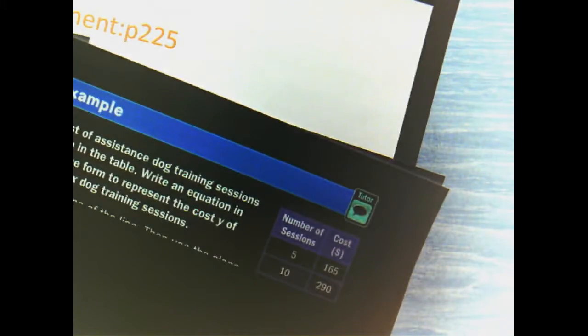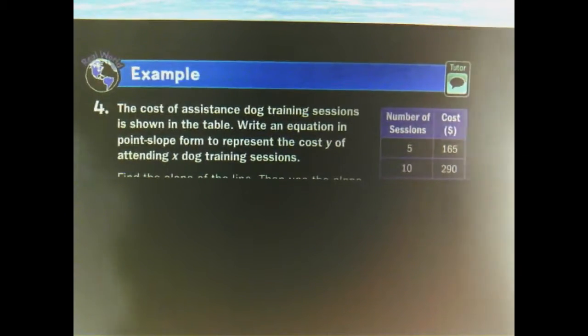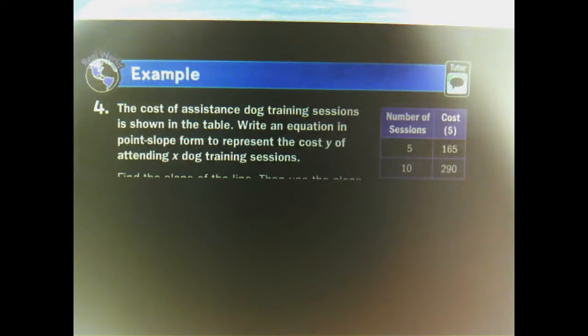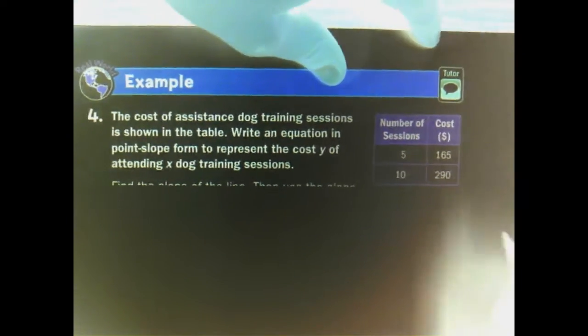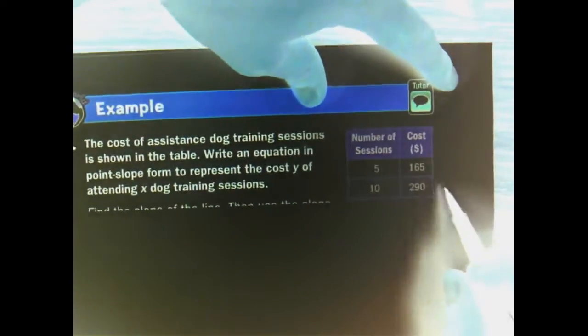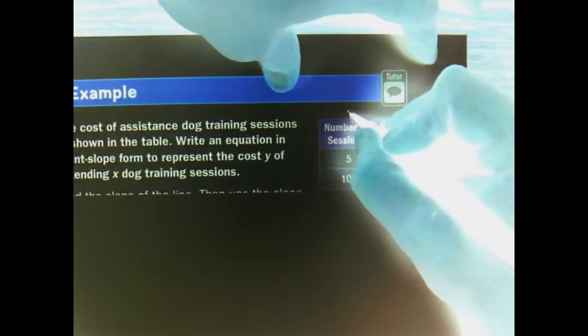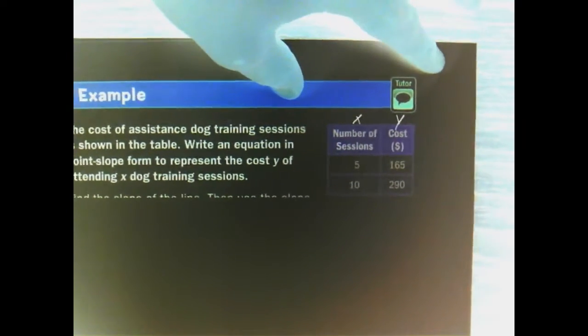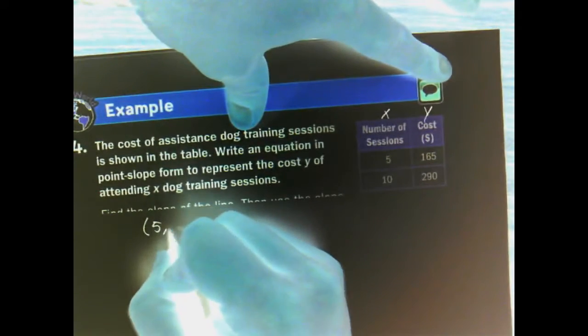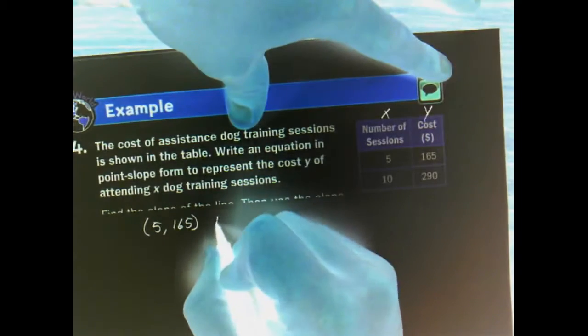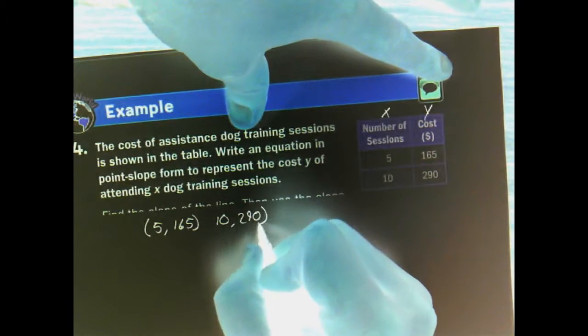Moving on, I think we have one more example, a real-life example here, or a word problem anyway. So the cost of assistance dog training sessions is shown in the table. Write an equation in point-slope form to represent the cost y of attending x dog training sessions. Okay, so really, even though we are given a table, these are 2 points, x and y. So you can make the 2 points 5 comma 165 and 10 comma 290.